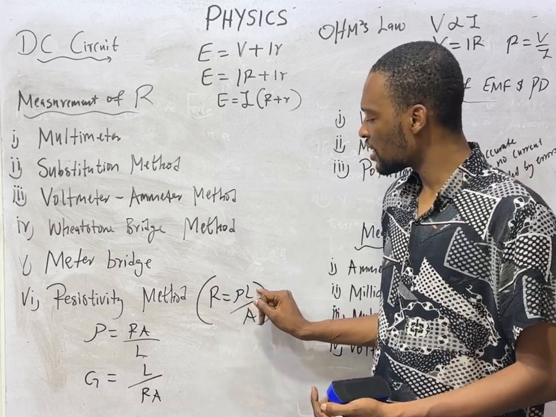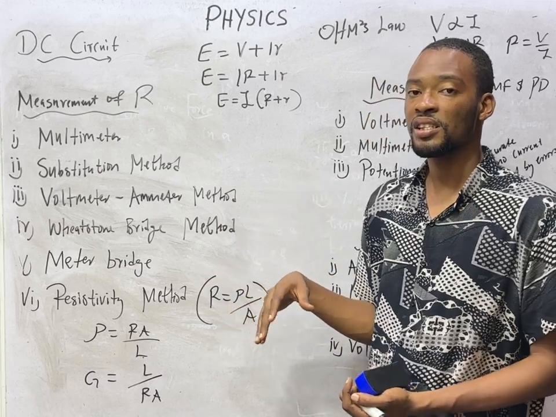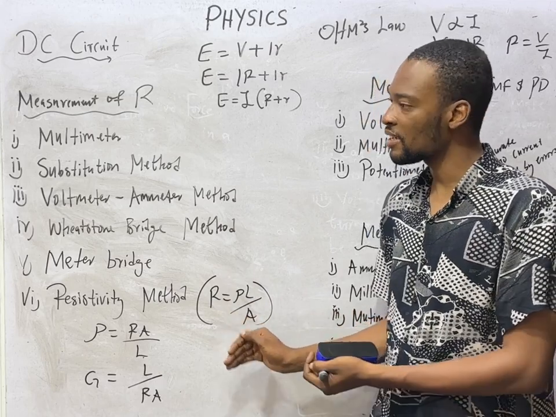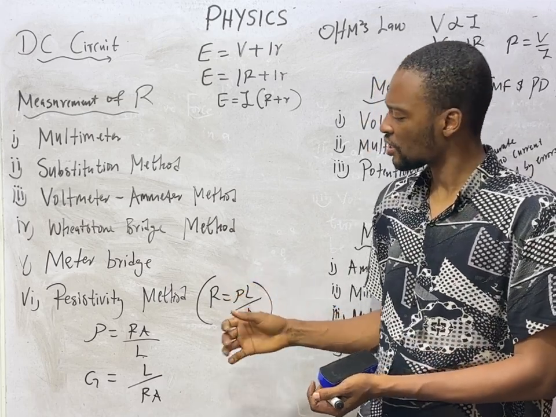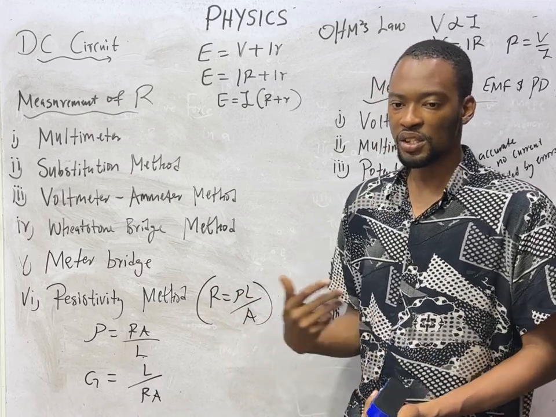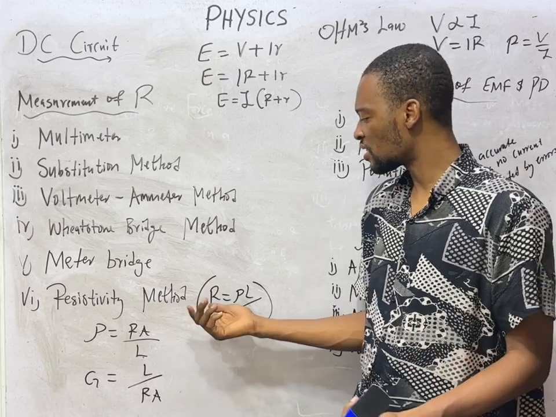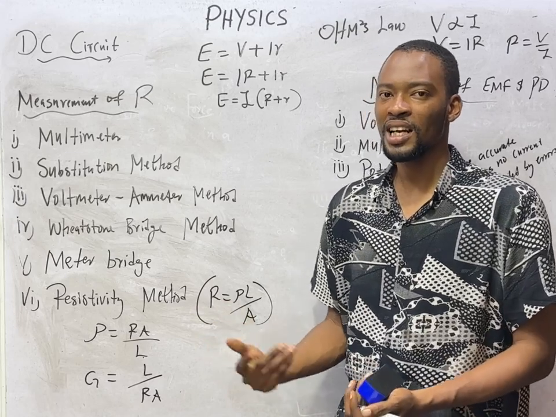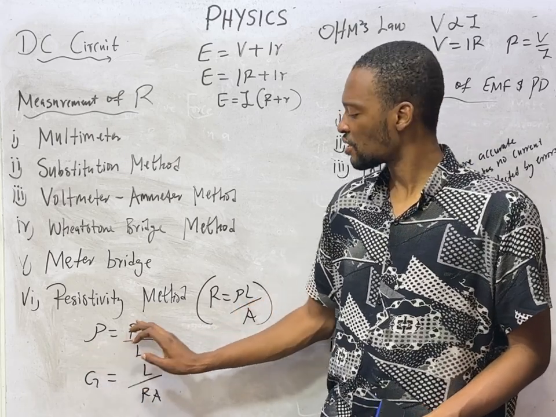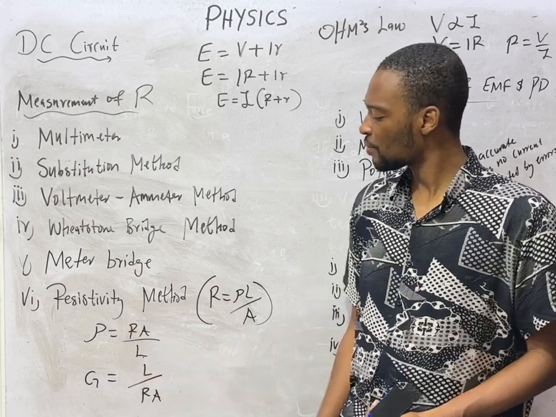Resistance is directly proportional to length. As the length increases, resistance increases. Resistance is inversely proportional to area. As area increases, resistance will reduce. And also temperature affects resistance. As temperature increases, resistance will increase. Nature of the conductor affects resistance. Some conductors generally have more resistance, or nature of materials. So resistivity is resistance times area all over length. We shall be doing calculations here as time goes on.